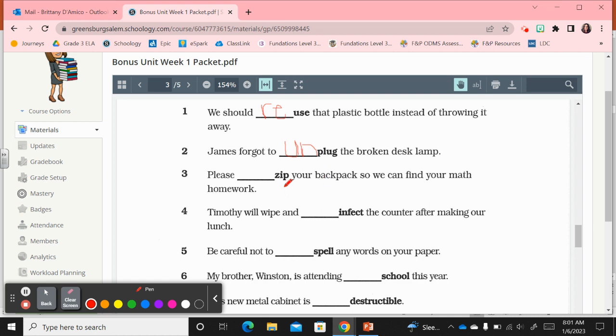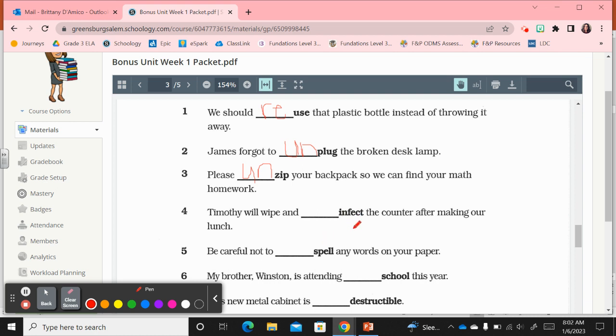Number 3, please blank zip your backpack so we can find your math homework. Well, you want to take the zipper off. You want to undo, opposite of zip it. So is it unzip or diszip? This is another one that's un. Correct. UN.